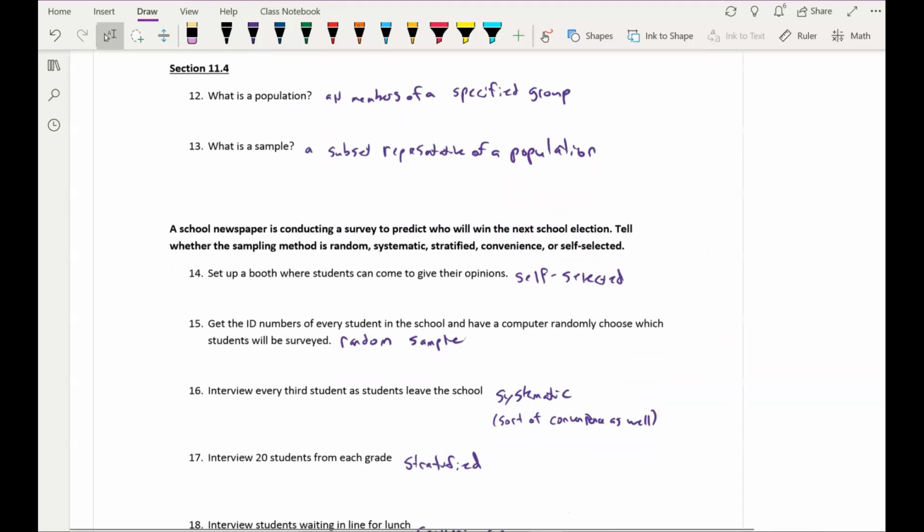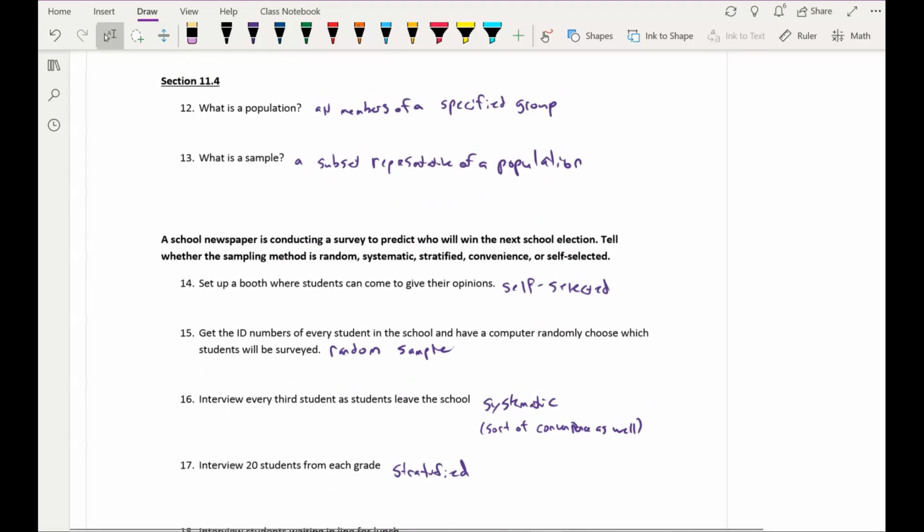Okay, now 11.4, working with population samples, different types of surveys, that kind of thing. Remember, a population is the entire group. It's all members. A sample is something you take from a population. A sample is just a subset representative of a population. That really just means a sample is a small chunk of a population that you use to analyze and then make statements about the larger population, because it's easier to gather information from a few people or a few things than it is to gather information from a lot of people or a lot of things.